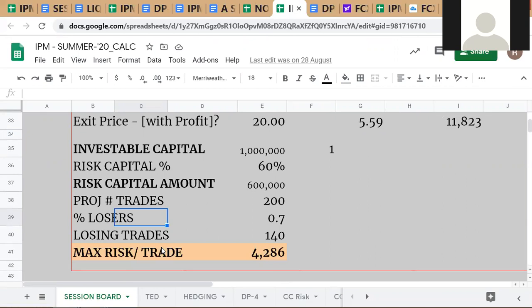Okay. So the projected number of trades is a function of your trading style. It depends on how actively you trade. Remember, all these calculations are mainly done as ex-ante calculations. That's where the main utility lies, before the event. You're planning ahead of time.